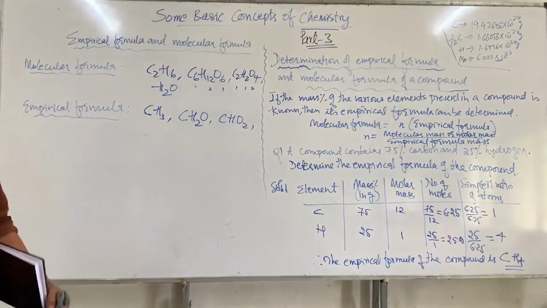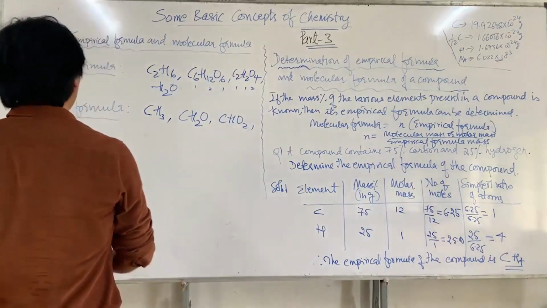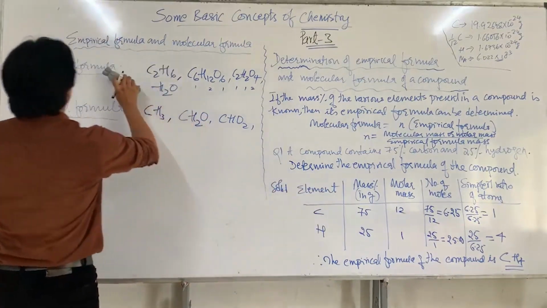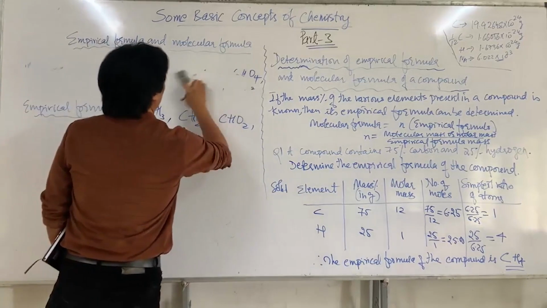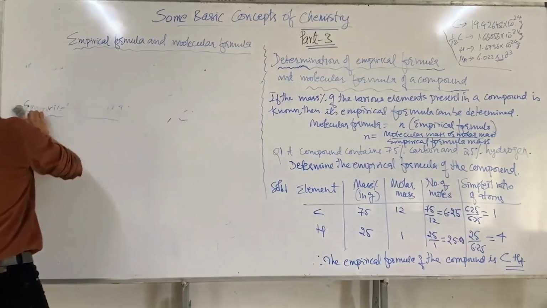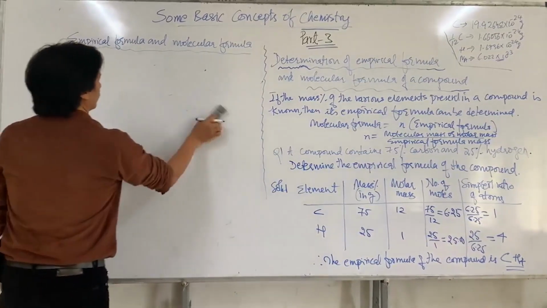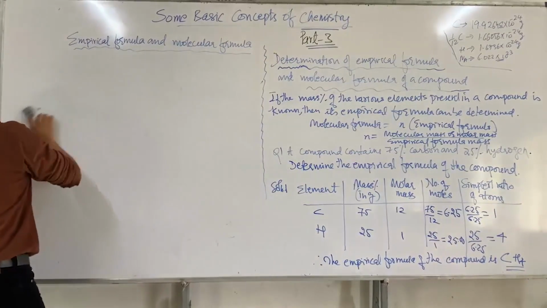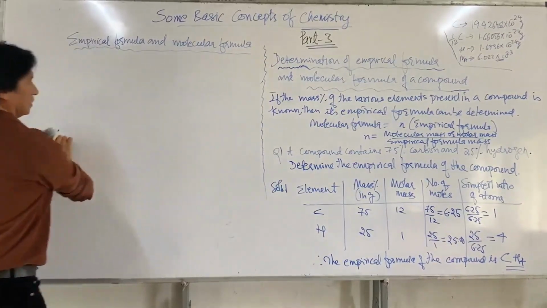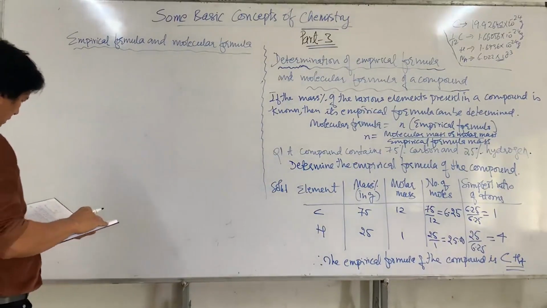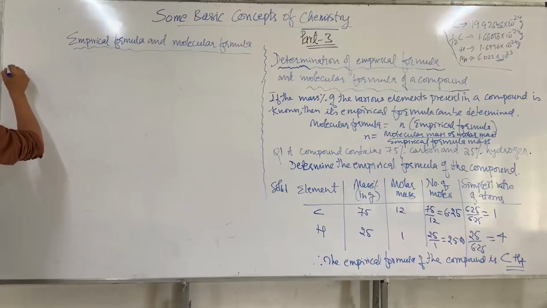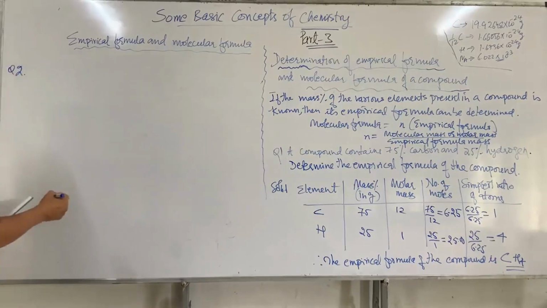So that's how you can find the empirical formula of a compound. Now, knowing these steps well, you can easily work out any problem of the same type. So we'll take up another example here to find the empirical formula and also the molecular formula. So the next problem I have here for you is question number 2.